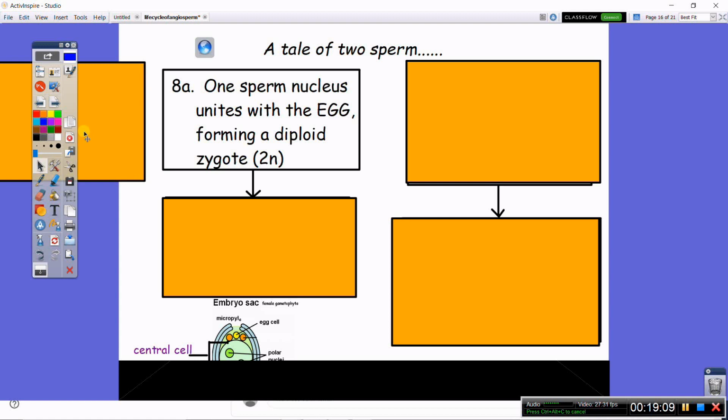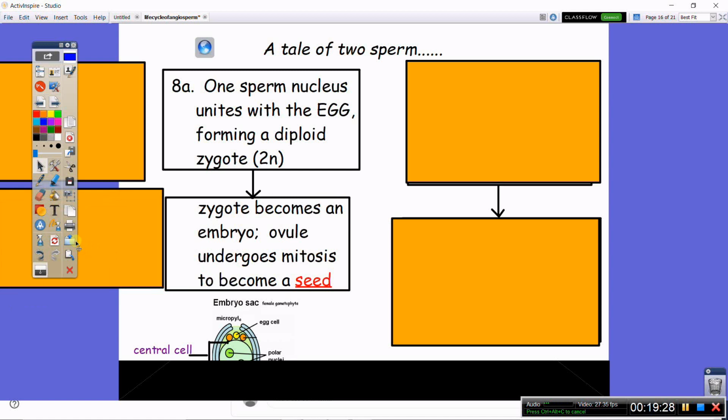Okay, so a tale of two sperm, like a tale of two cities. One sperm nucleus is going to, and I know you say nucleus, why just the nucleus? Don't worry about that. One sperm is going to unite with the egg, forming a diploid zygote. That's what we'd expect to happen. And that diploid zygote will become the embryo, and the ovule will undergo mitosis to become a seed.